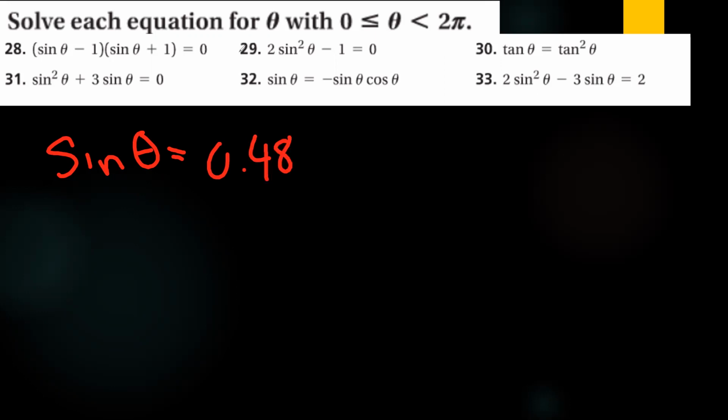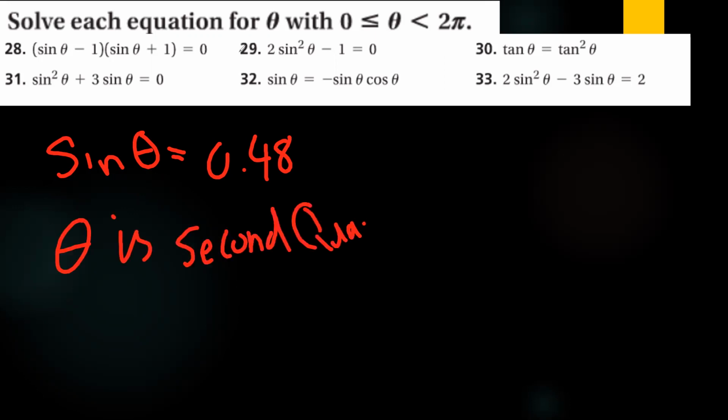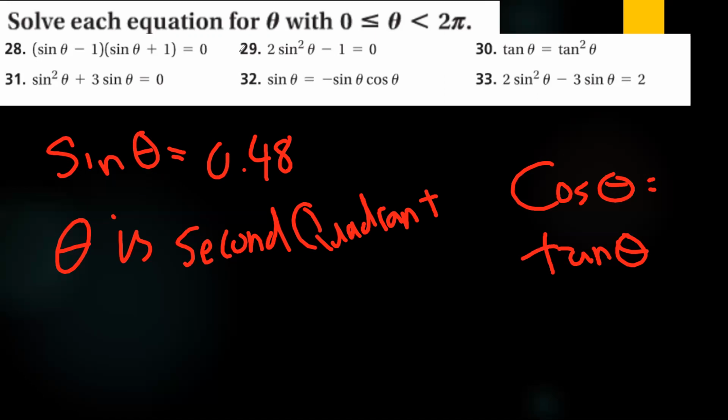If I tell you now this question: given that sine of theta is 0.48, and this theta is in the second quadrant, find cosine and tan. How do you solve it?